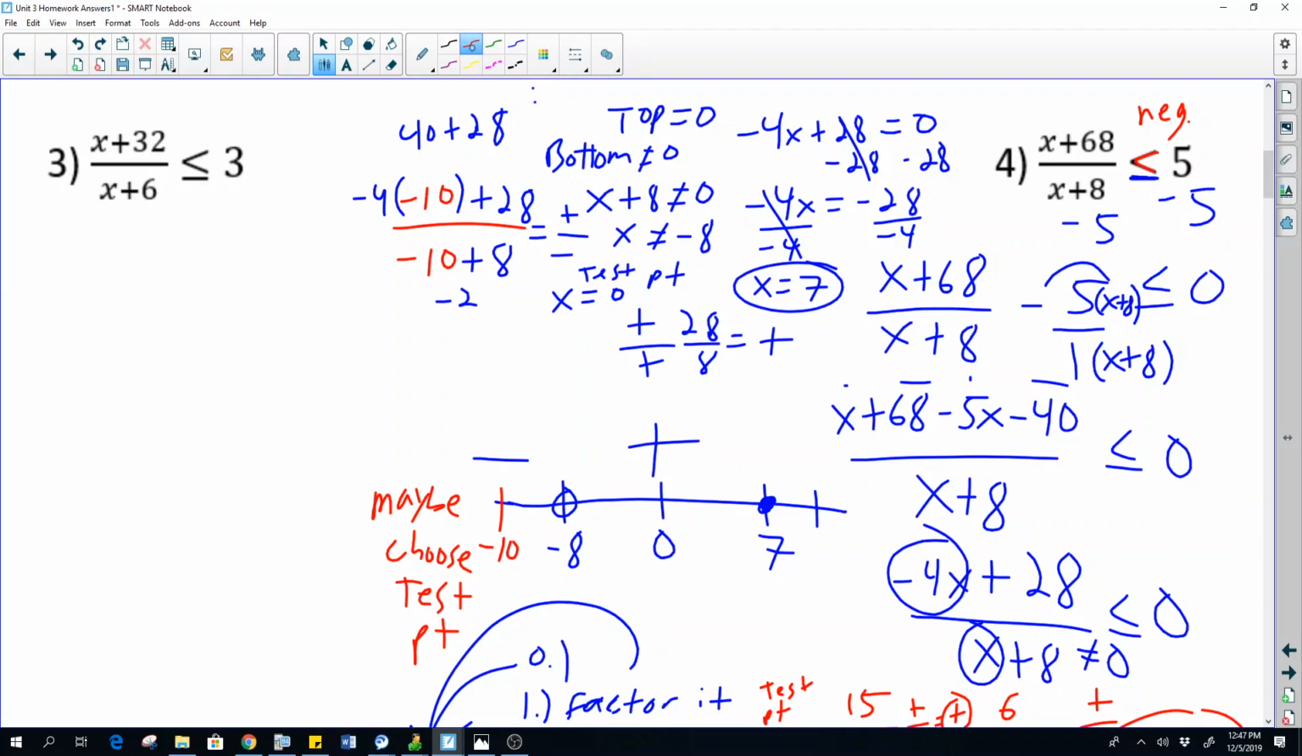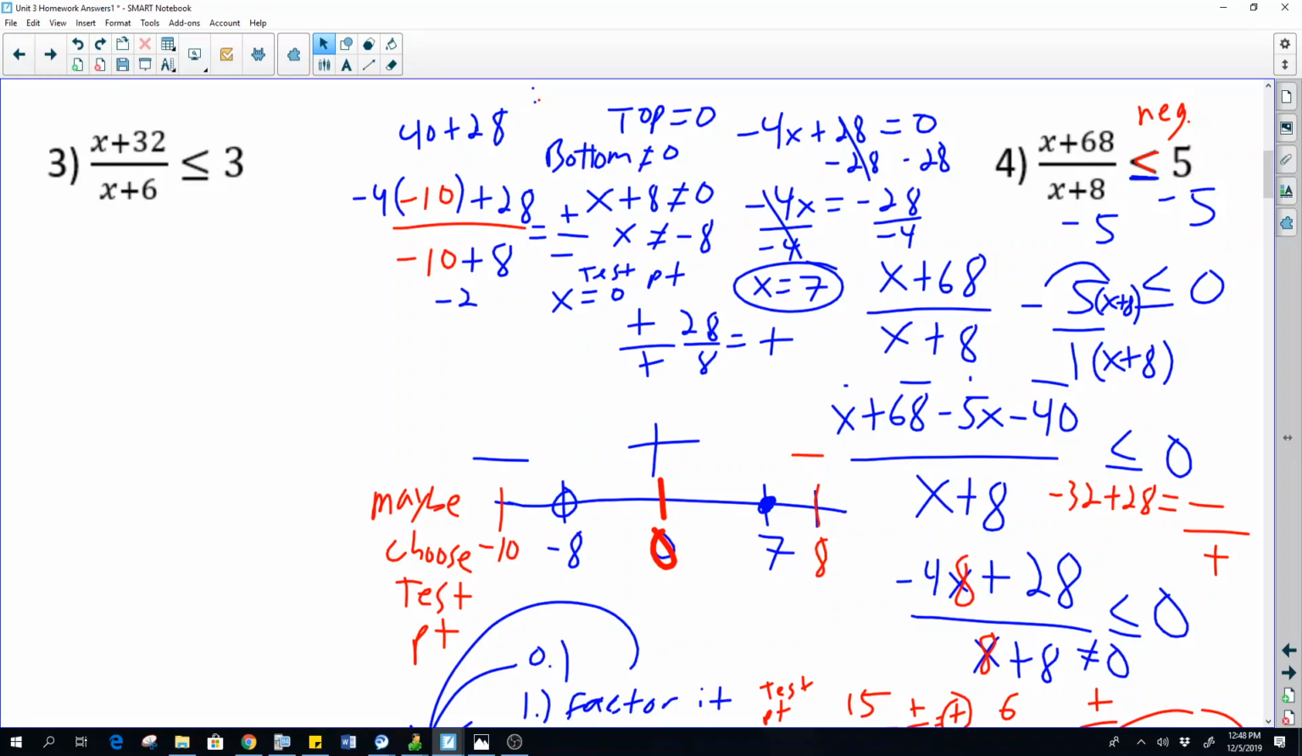So we're going to do another test point. The one test point we did here was 0, and now we're going to do a test point of maybe 8. Okay, so now we're going to put in a positive 8. So 8 times negative 4 is negative 32. And negative 32 plus 28 is going to be a negative number. And then we'll plug in 8 here. 8 plus 8 is 16, which will be a positive number. Negative divided by positive is a negative. So we got negative, positive, negative is what's going on.